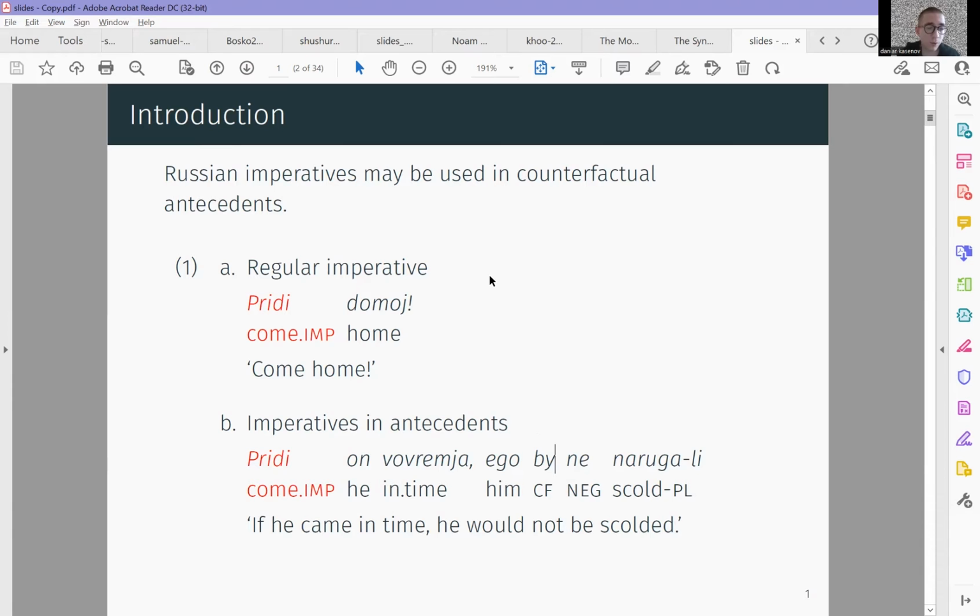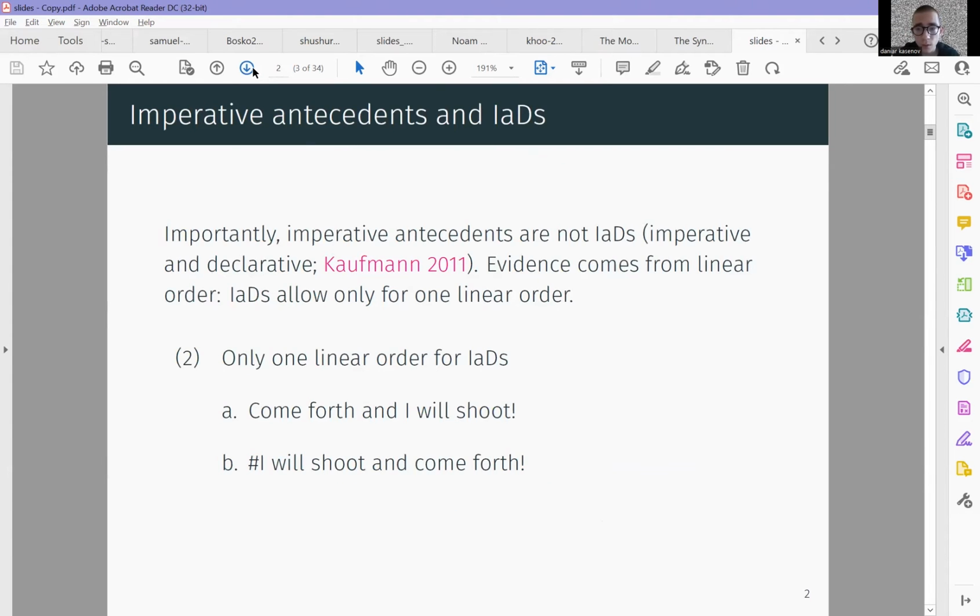And well, before examining the properties of this construction, I would like to distinguish it from other phenomena which may appear similar to it, but are actually not. The first class of phenomena is imperative and declaratives, or more broadly, conditional conjunction, but conditional conjunction is not limited to imperatives.